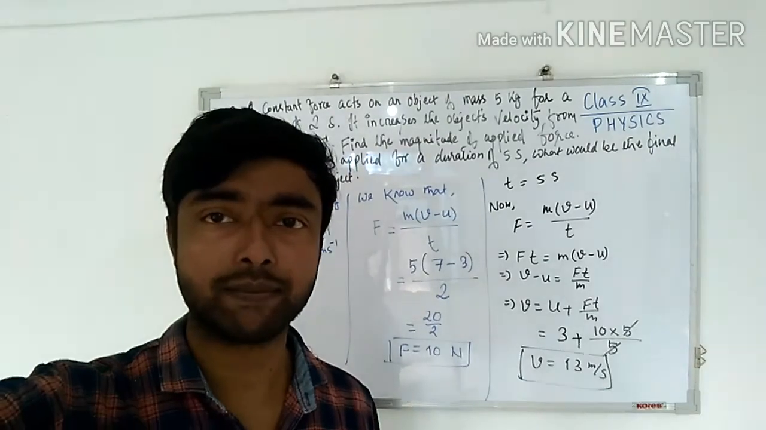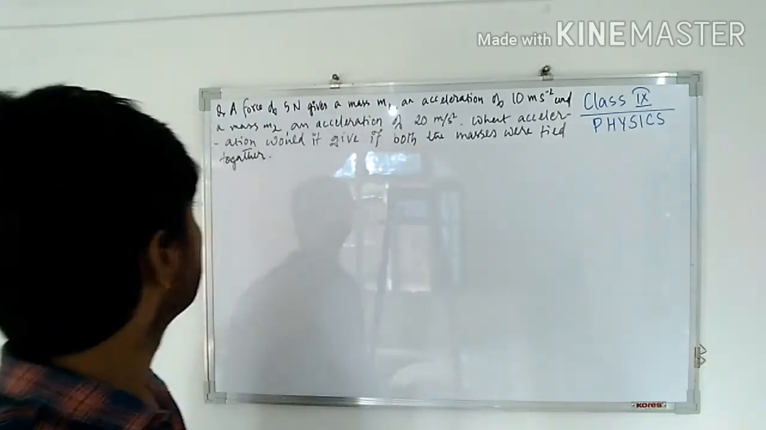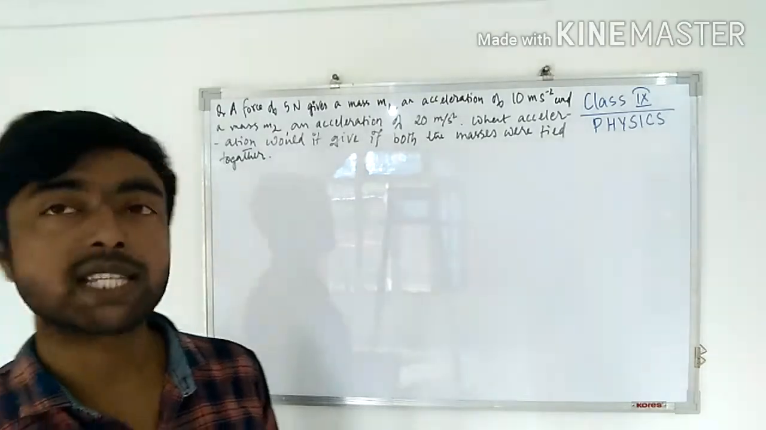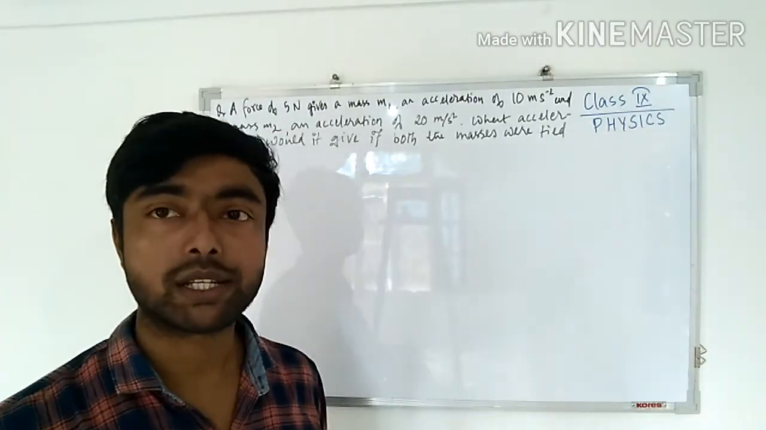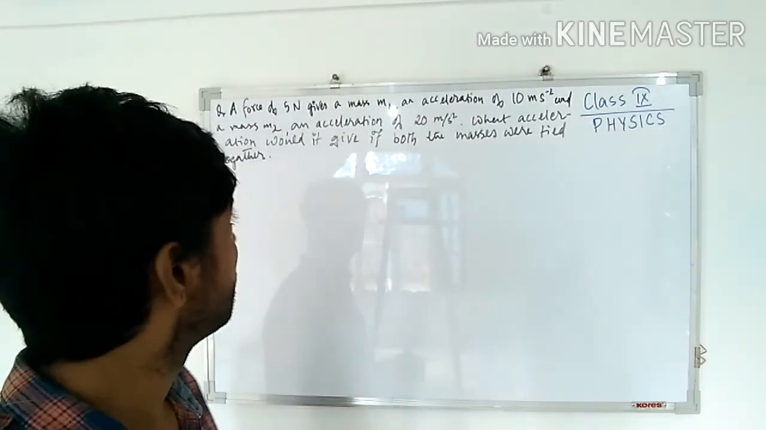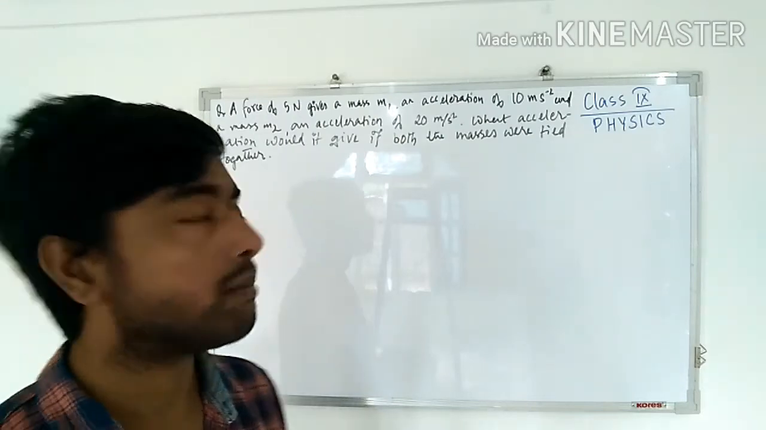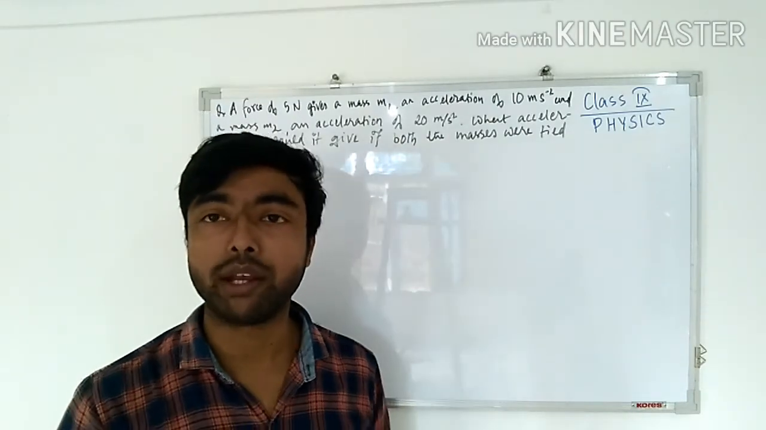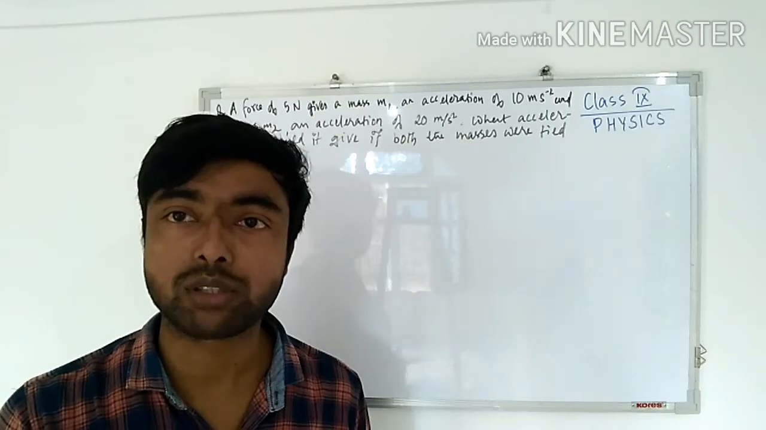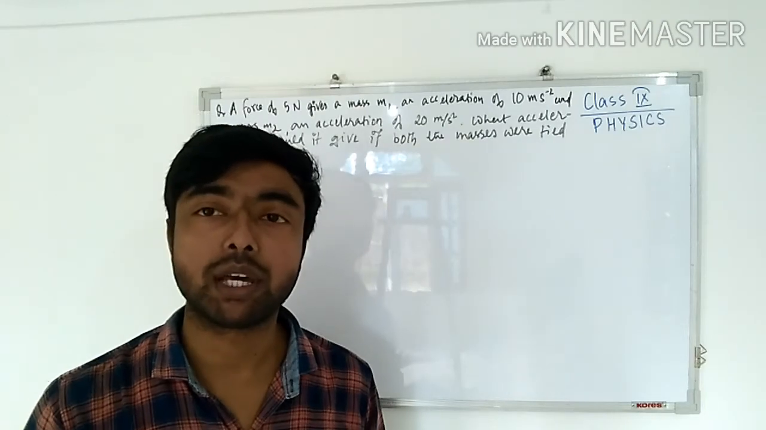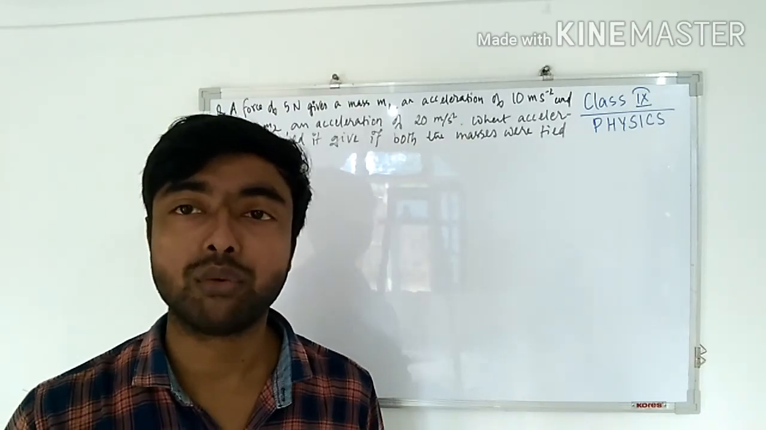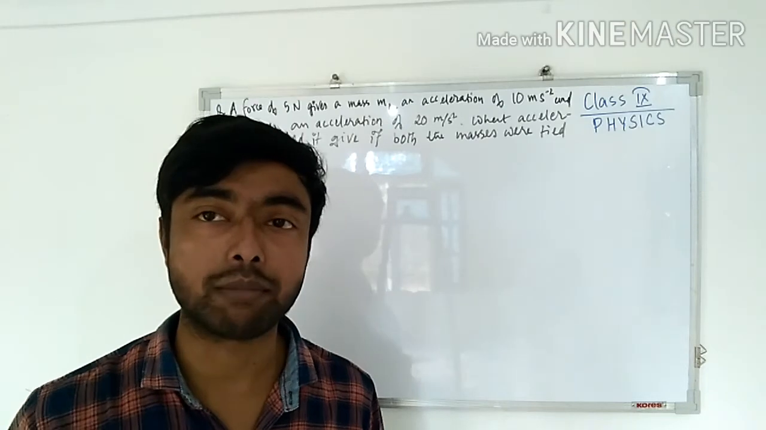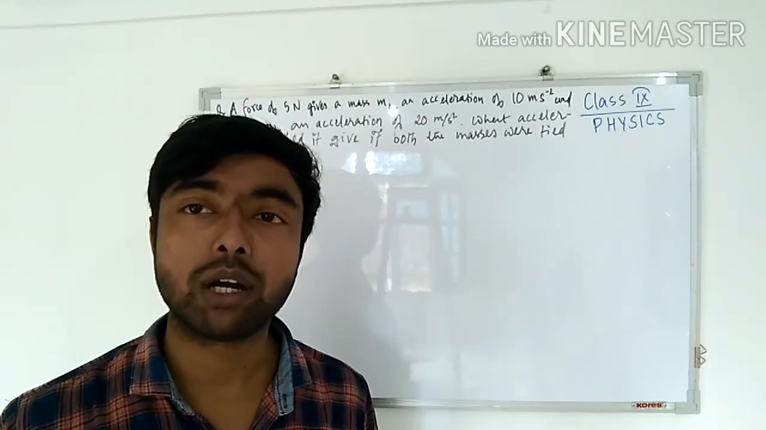और एक करते हैं. सेकेंड क्वेश्चन, a force of 5 Newton gives a mass m1 an acceleration of 10 meter per second square, and a mass m2 an acceleration of 20 meter per second square. Okay, एक फोर्स है हमारे पास. वो फोर्स का वैल्यू कितना है? 5 न्यूटन दिया हुआ है. और वो फोर्स क्या किया? दो मास m1, मास का वैल्यू नहीं दिया हुआ है, m1 और m2 को.